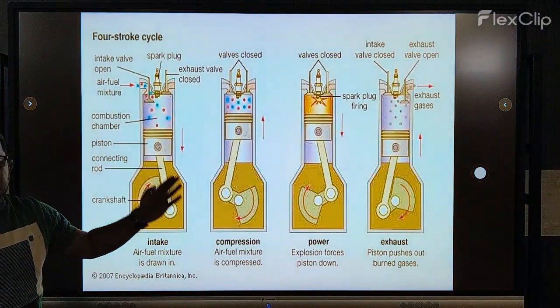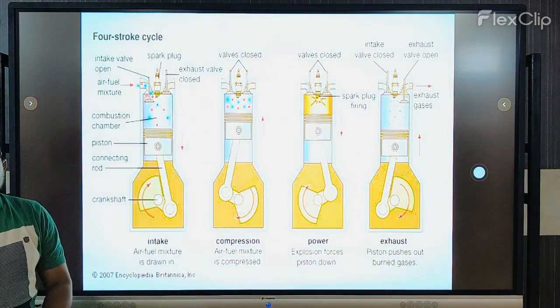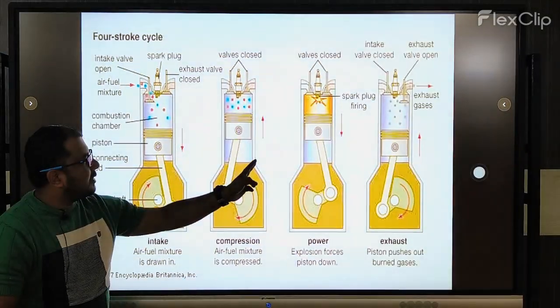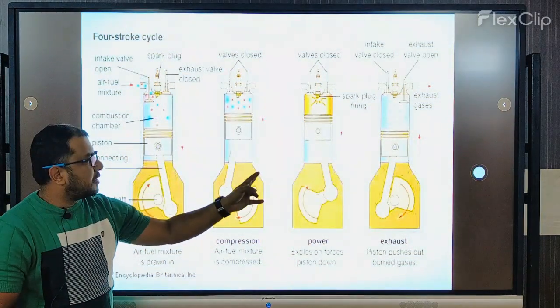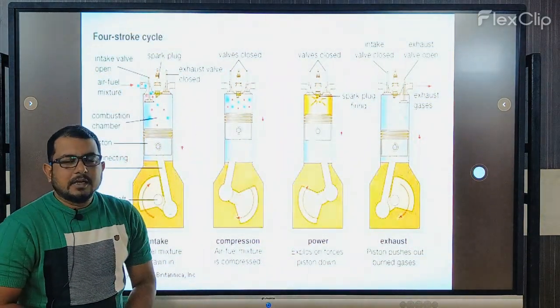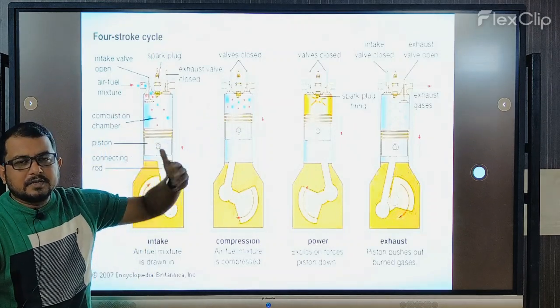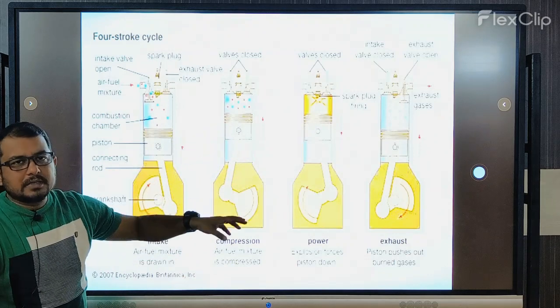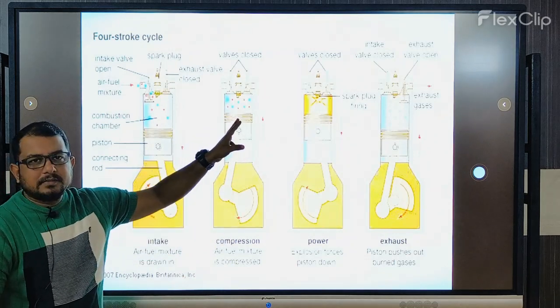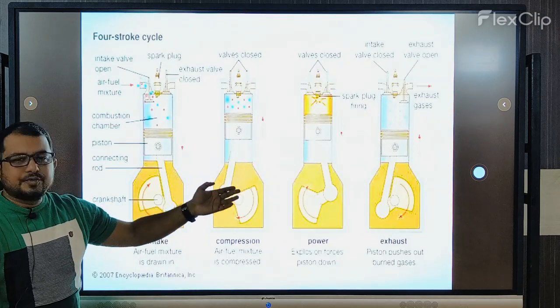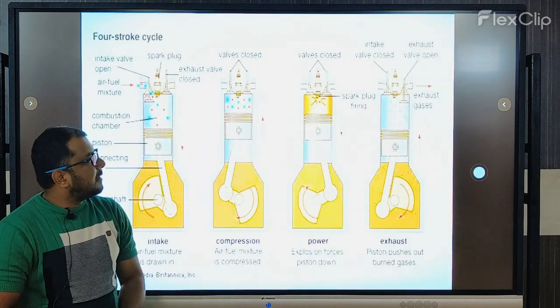Once the first stroke is completed, the second stroke is the compression stroke. You can see the piston is moving from bottom to top, that is from bottom dead center to top dead center. In this compression stroke, the air and oil mixture, air meaning oxygen, is compressed as the piston moves from bottom dead center to top dead center.